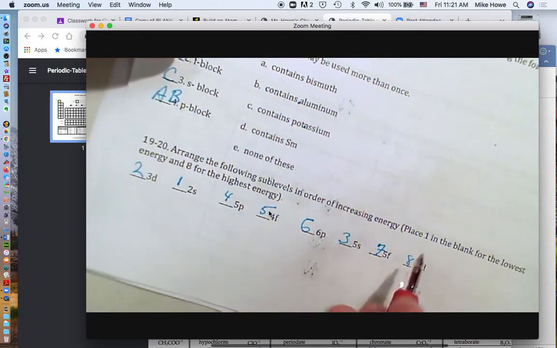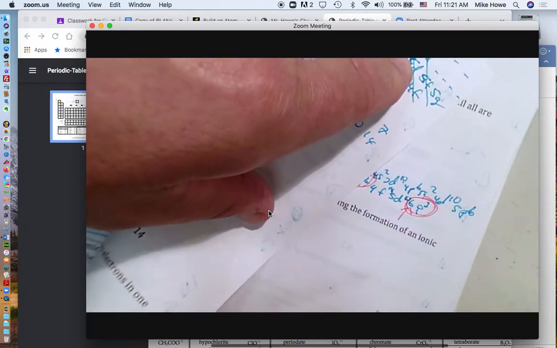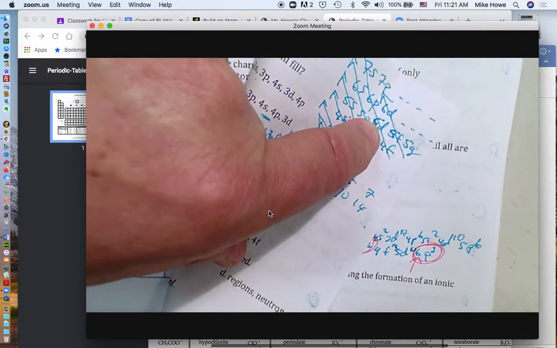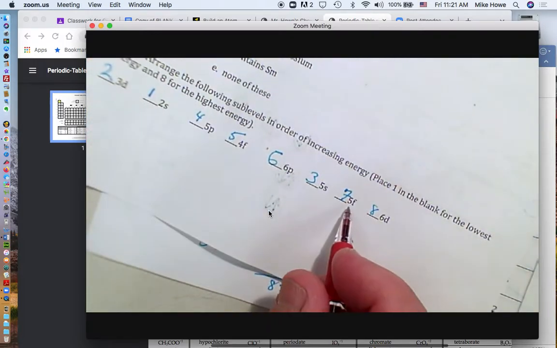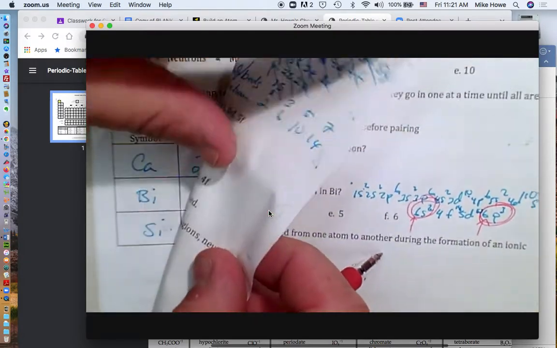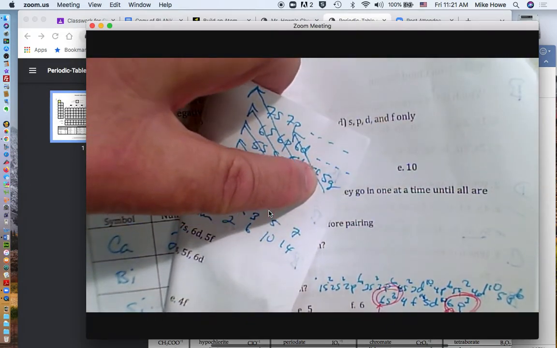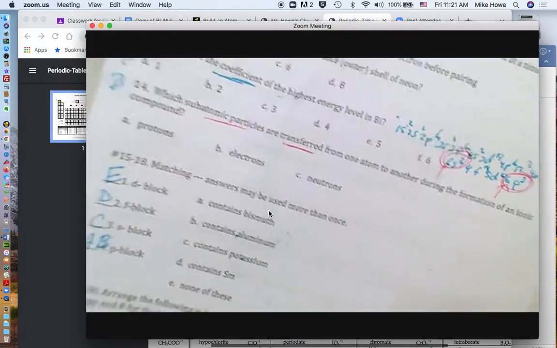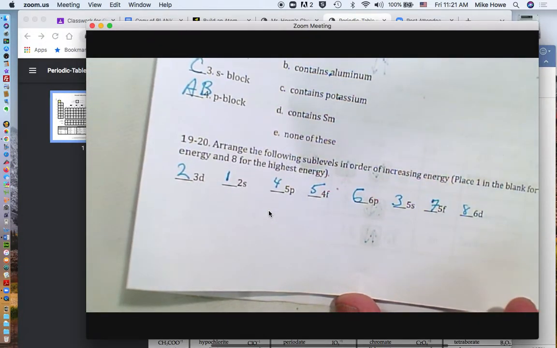So the highest, our last one is 6d. See, that's the last one you come to up here. 6d. And then one right before that was 5f. And then 5f right there. That was right before 6d. So you're just going through the diagonal rule, putting them in order of increasing energy. That's the answers list right there.